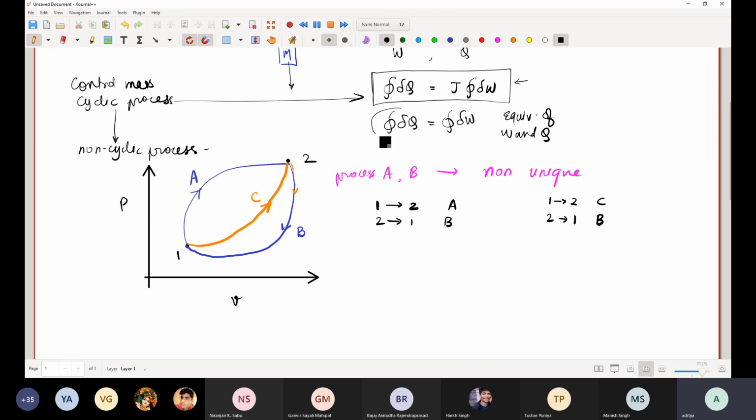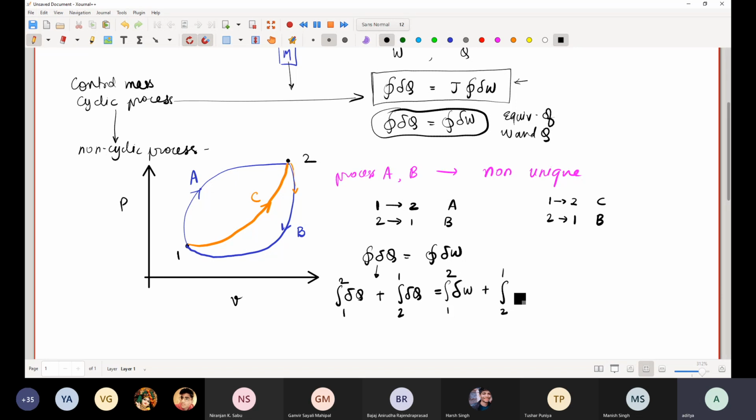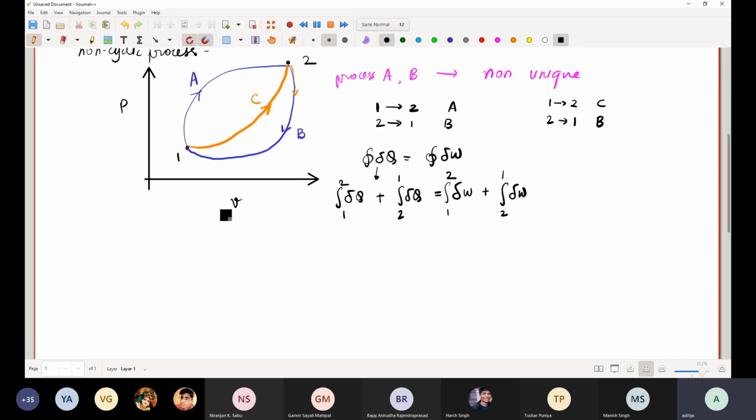And because this is going to be valid, for the first process, I can write cyclic integral del Q equals cyclic integral del W, and in process A, I can split this as integral del Q going from 1 to 2 plus 2 to 1 del Q, and this is going to be equal to del W 1 to 2 plus 2 to 1 del W. I can obviously write this because cyclic integral is nothing but splitting of these two integrals, and I will put subscripts A, A and B, B, because 1 to 2, whatever heat transfer is taking place is during the process A. 2 to 1, whatever heat transfer is taking place is through process B.